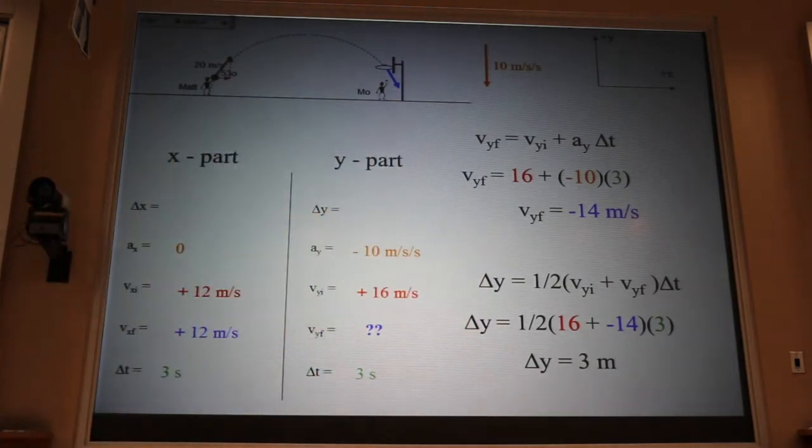A ball will spend just as much time going up as it comes down if it starts and ends at the same height. But in this case, the ball ended higher than it started by 3 meters. And so it had to spend more time going up than it did coming down. Now it's this y part of the velocity that tells me how long it's going to be going up. Can you tell by looking at that how many seconds it's going to be going up?